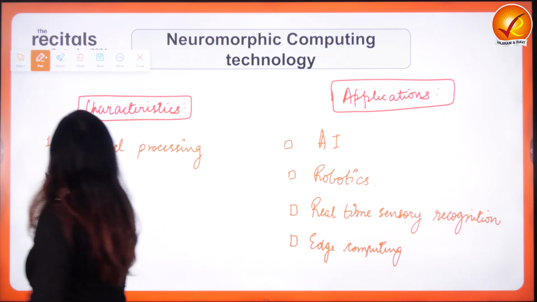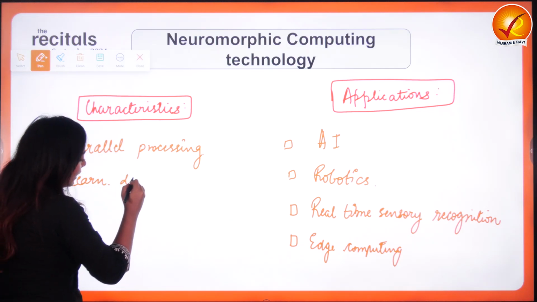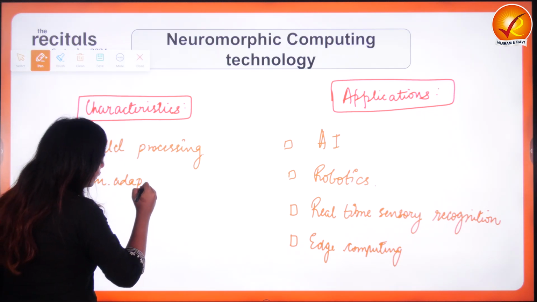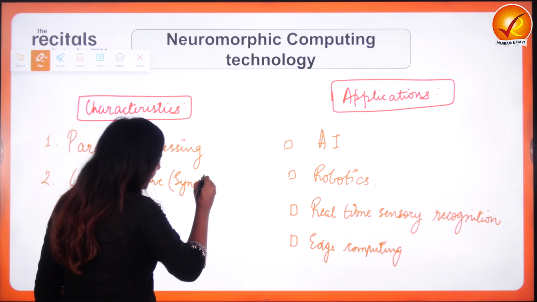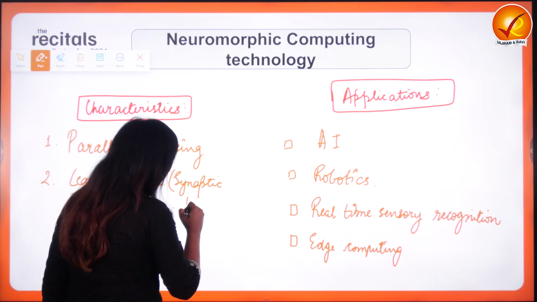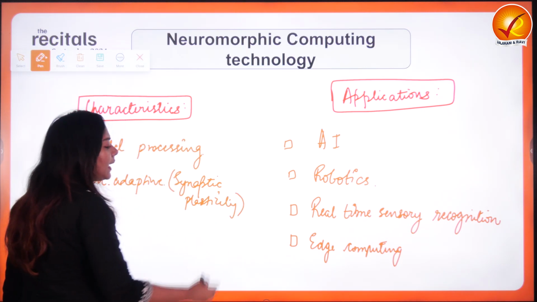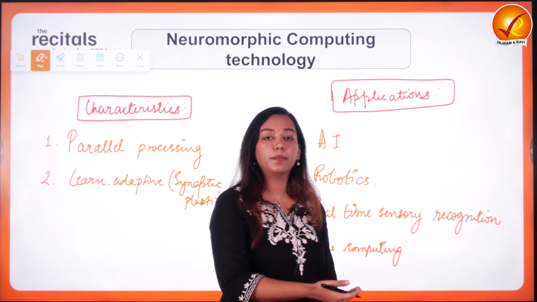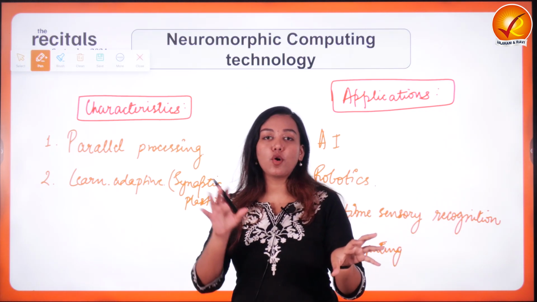Okay. The second one, something that is able to learn by itself. So learning through adaptivity. Now this it does with the help of synaptic plasticity. What happens in our brain is, we have not learned anything from birth itself. We learn it through the measures of rewards or punishment.